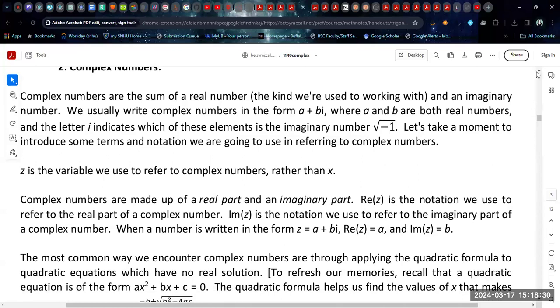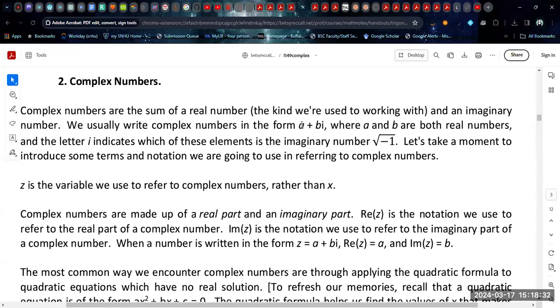Now, complex numbers are basically a combination of real and imaginary components. So a plus bi is standard form. The i is, of course, the square root of -1. And so we're essentially adding a real number to an imaginary number.